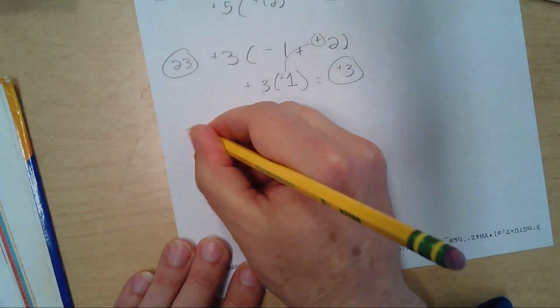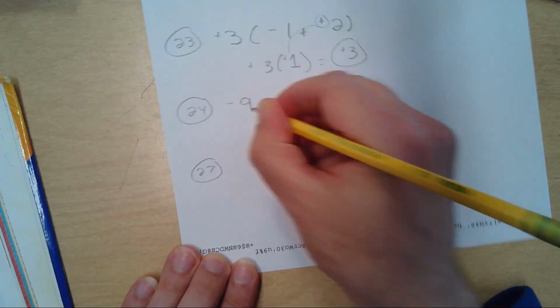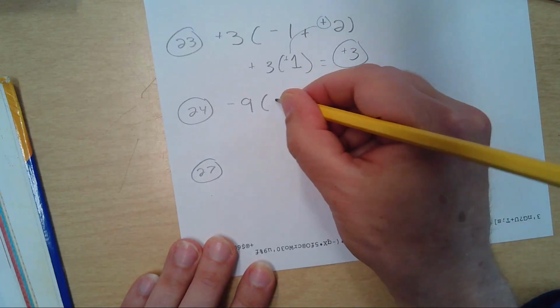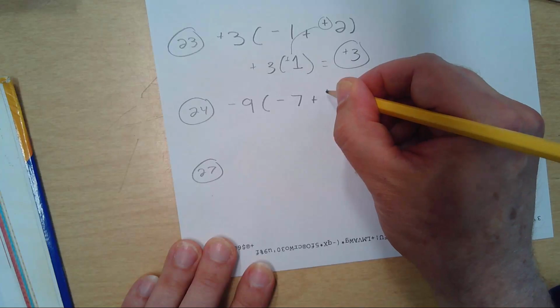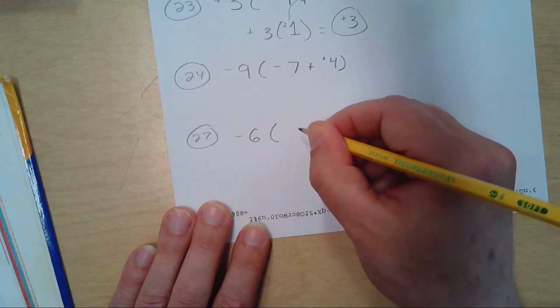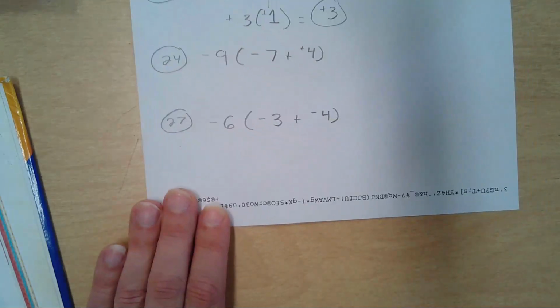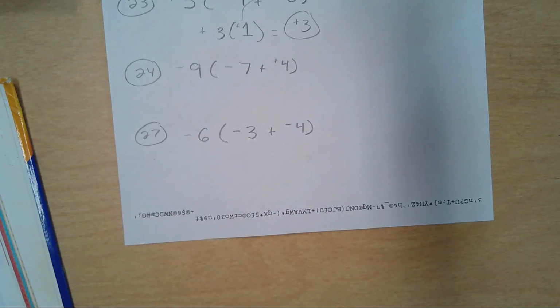All right, you guys try 24 and 27. Negative 9 times the sum of negative 7 plus a positive 4. Negative 6 times the sum of negative 3 plus a negative 4. So again, 2 things to do. First, solve your adding problem. Take your sum and then multiply it by the number outside the brackets.